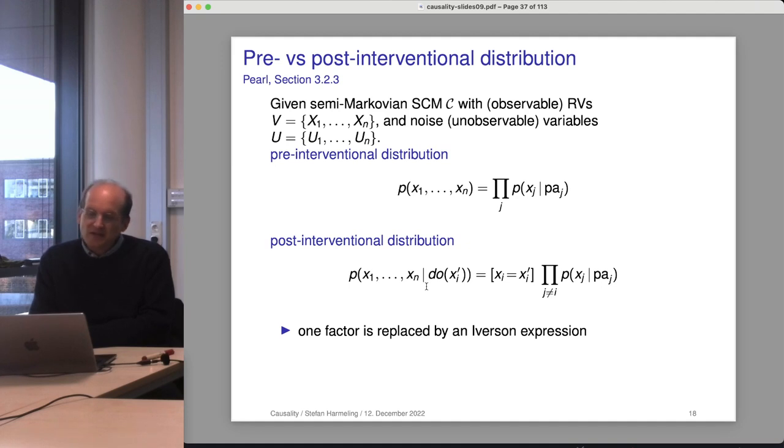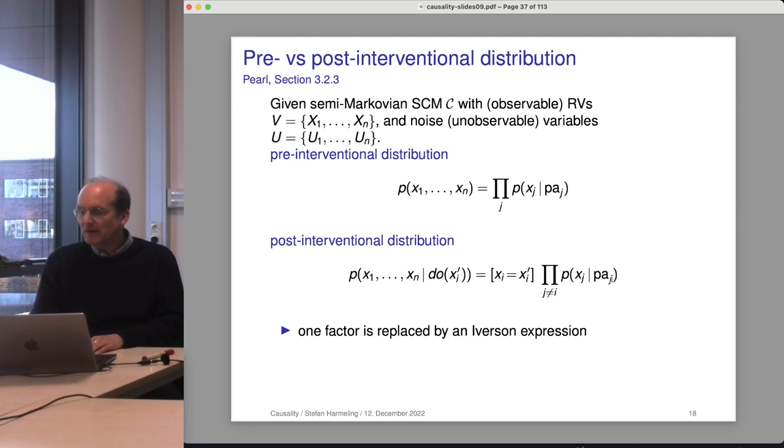Basically, I have here x1 to xn, including xi. It's also on the left-hand side. So the left-hand side is really a distribution over all variables, but for the situation where I intervened on one of the variables. What do I have to do to get this distribution? I need to change the term for xi, because it's set to a constant. So I replace this one factor p of xi given its parents by the Iverson bracket.